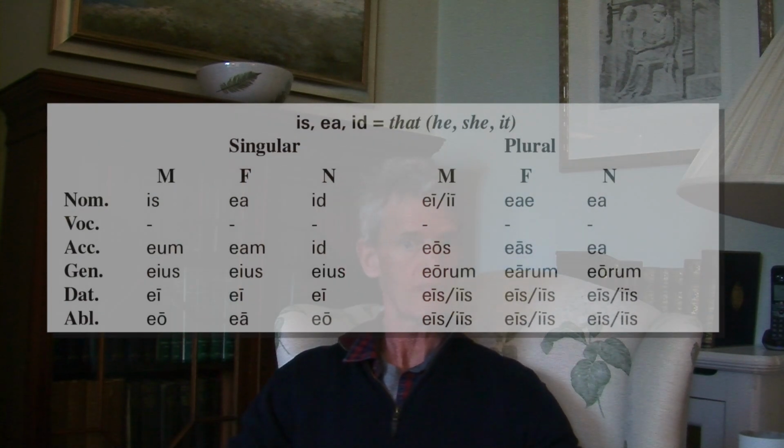Basically, if you're absolutely confident in is, ea, id, which I hope you are by now, is, ea, id, eum, eam, id, eius, eius, eius, ei, eo, ea, eo, plural, ei, eae, ea, eos, eas, ea, eorum, earum, eorum, eis, eis, eis. If you've got that nailed, then these two, ipse and idem, are kind of following that pattern. Ipse is sort of copying the shape of it, and idem is it, because it's just is, id with dem on the end, and a few spelling adjustments in certain places. Okay, that's enough for now.